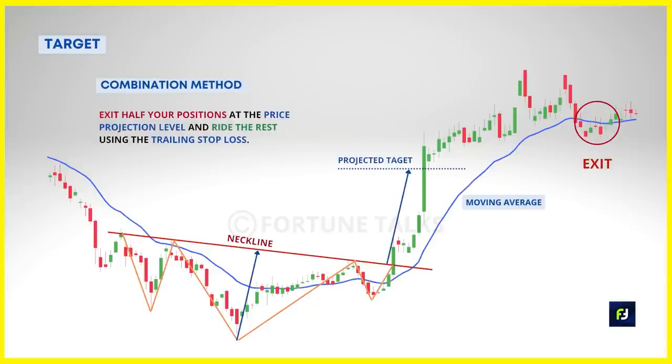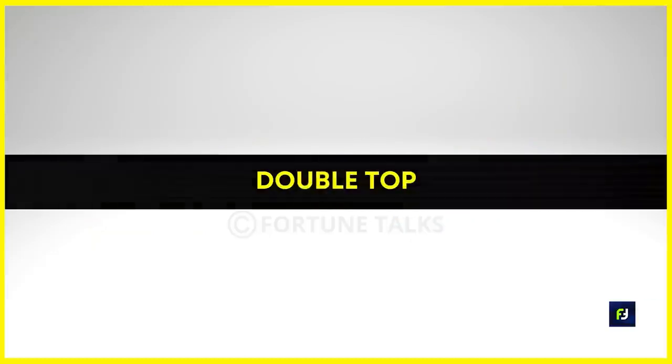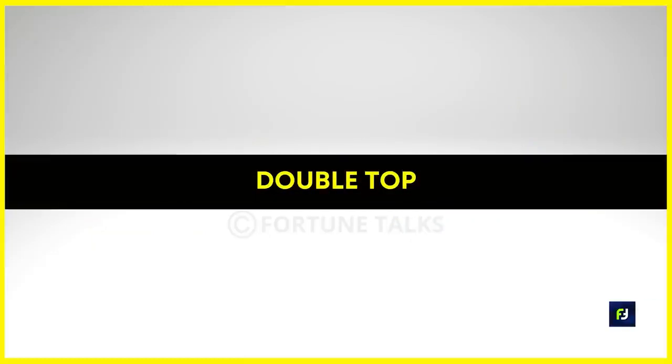Now the last method uses a combination of both these methods, and you will exit half your positions at the price projection level and ride the rest using the trailing stop loss. By doing this, you will be able to lock in some of the profits and not fall prey to the market reversals. Let's move on to the third pattern, which is the double top pattern.